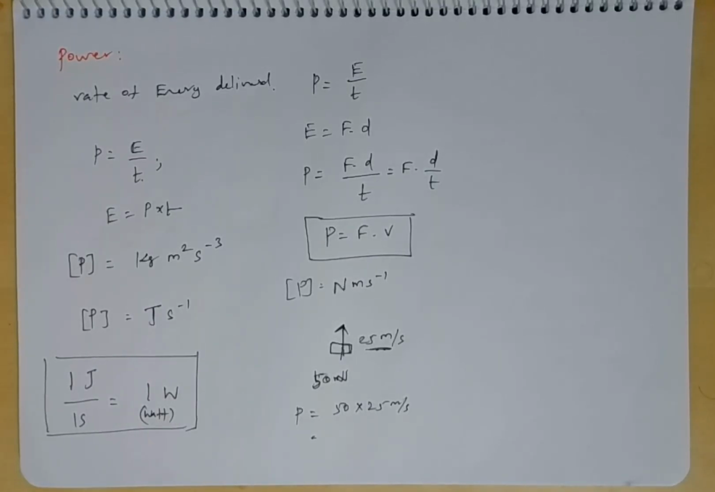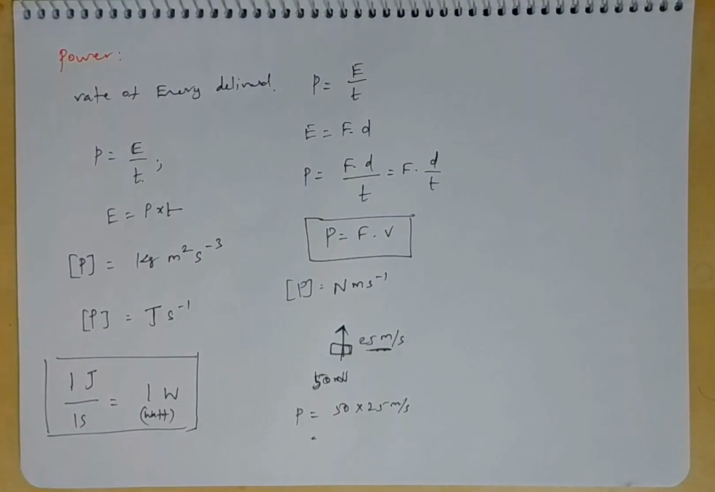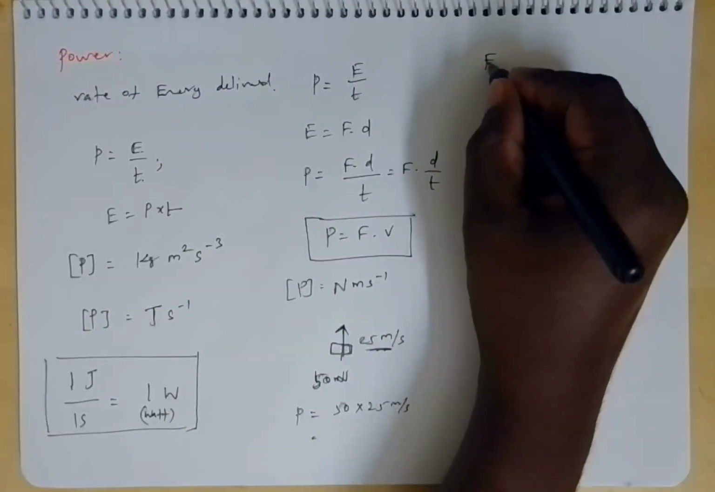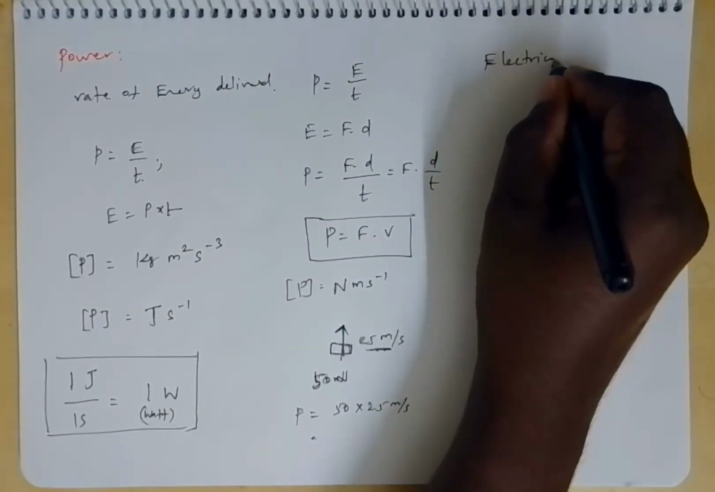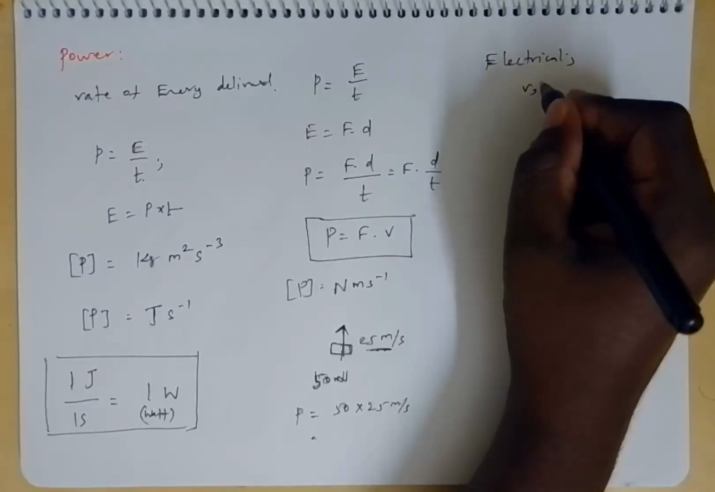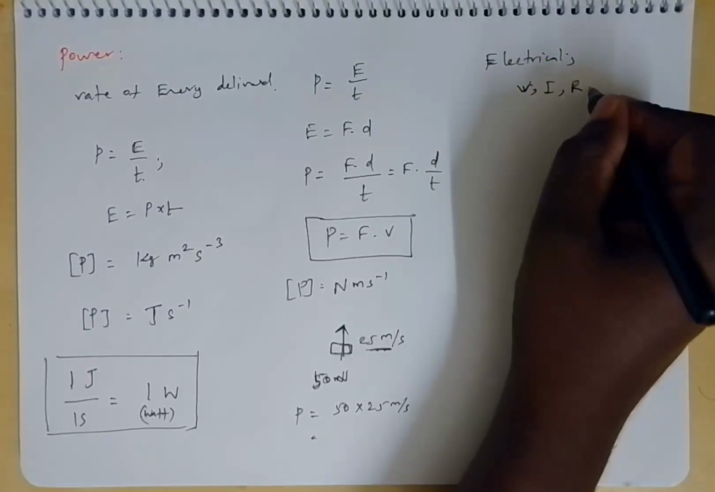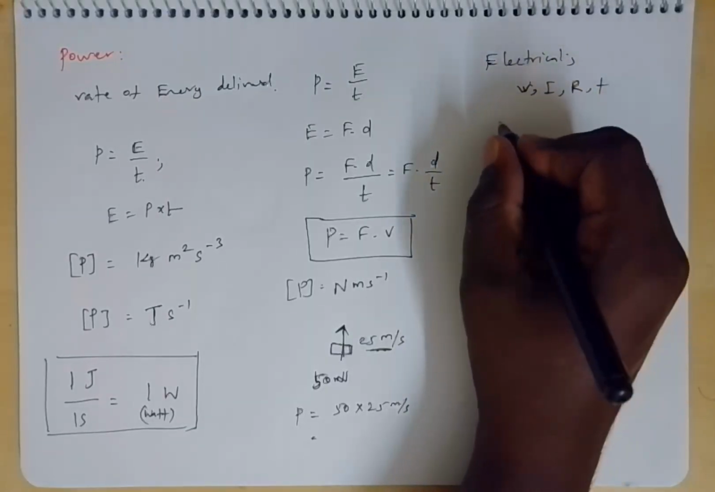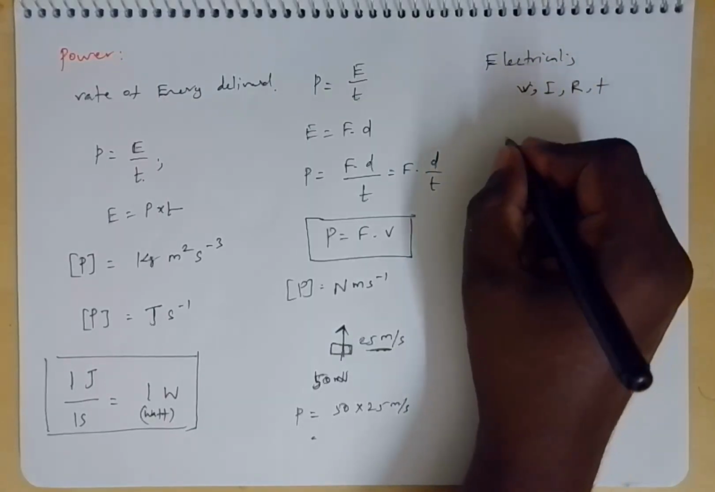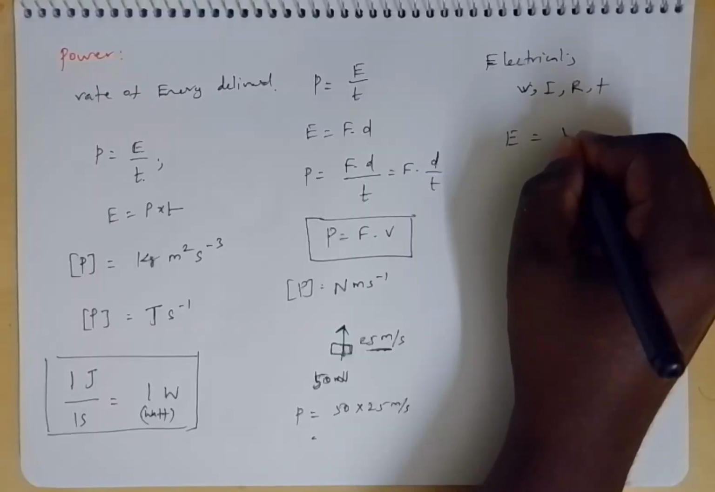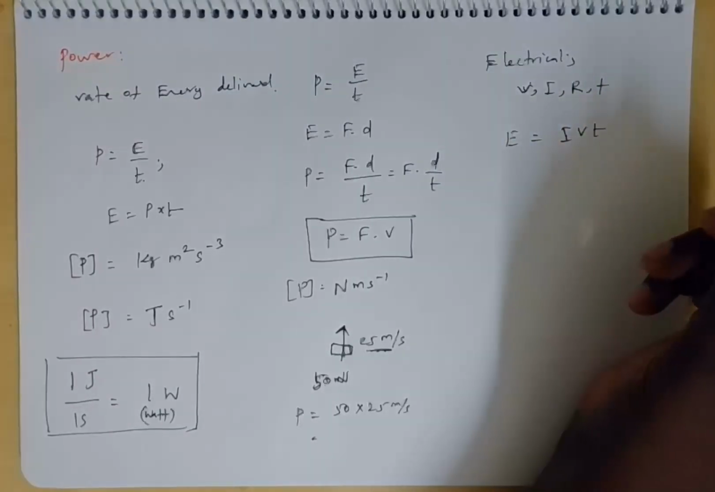So this power and energy comes in different ways. It comes in electrical also. In electrical, voltage, current, and resistance are given, and time is given. The energy consumed in electricity is IVT.